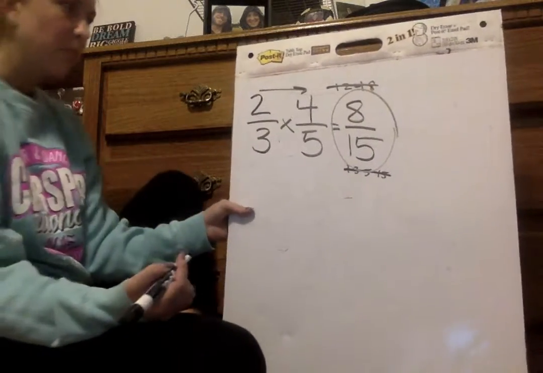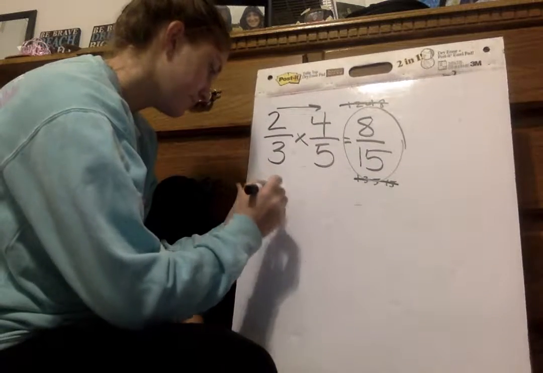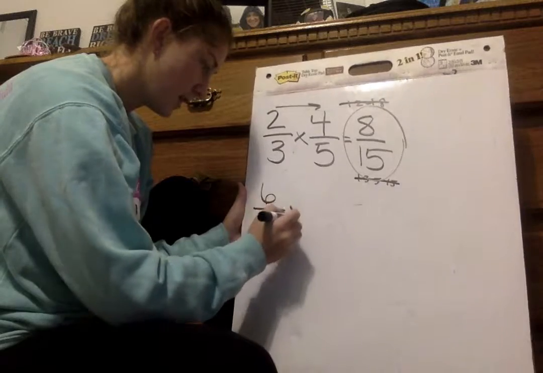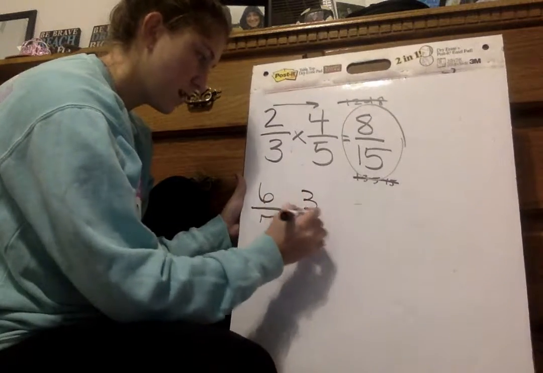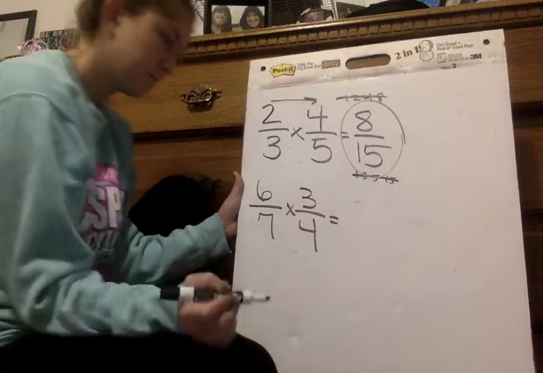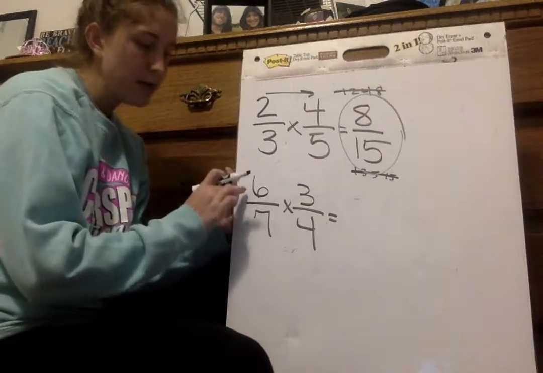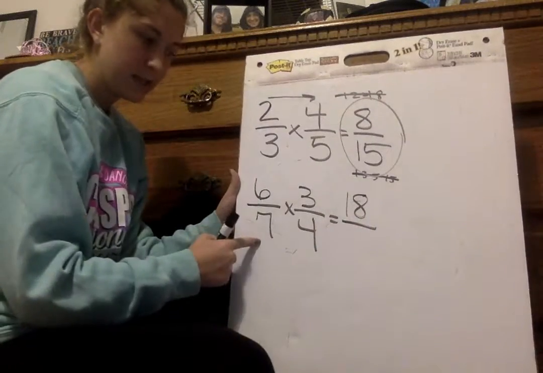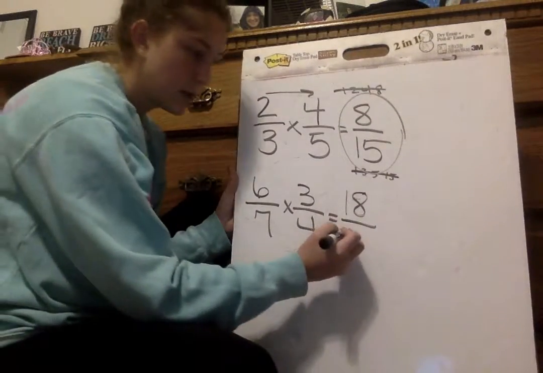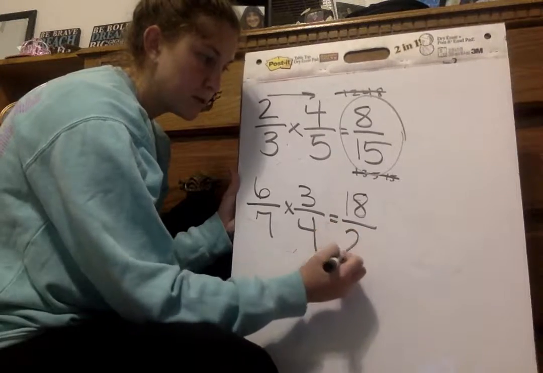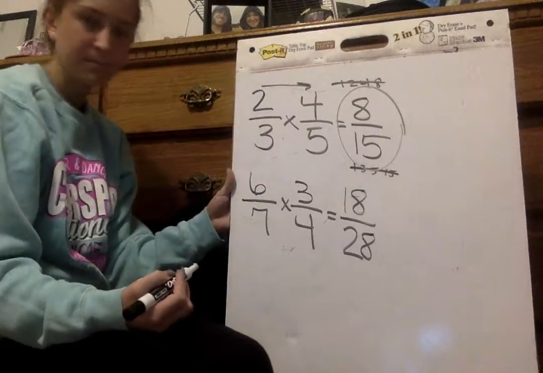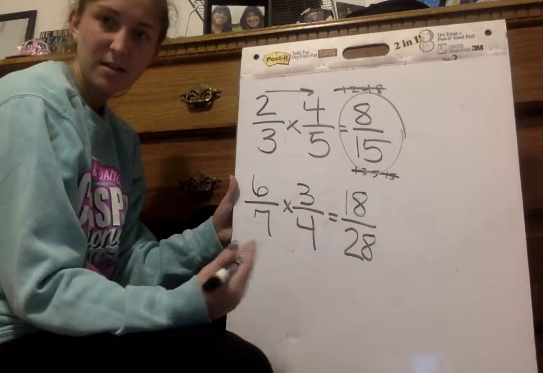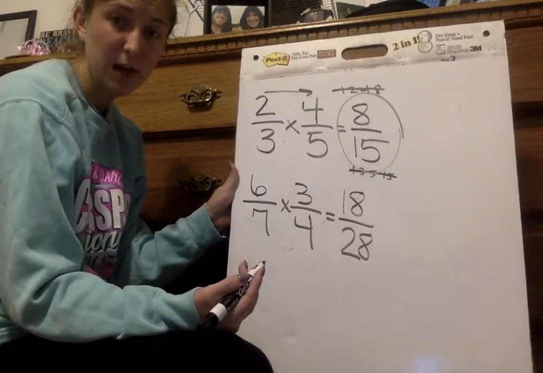Alright, the next problem we're going to try is 6/7 times 3/4. So I know that 6 times 3 is 18, and 7 times 4 is 28. Alright? Now, again, I'm going to list my factors out of each of these numbers just to make sure and see if they don't have any common factors.